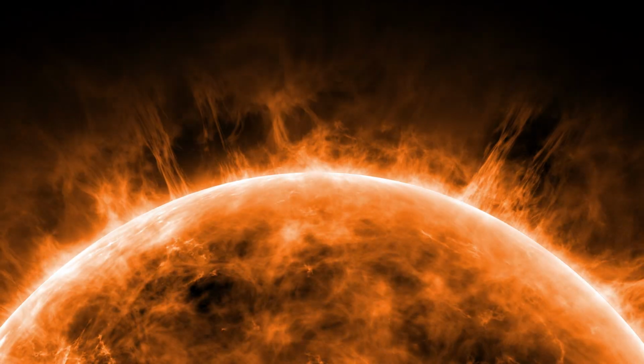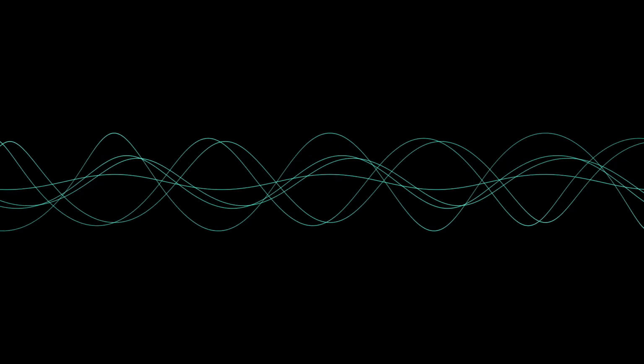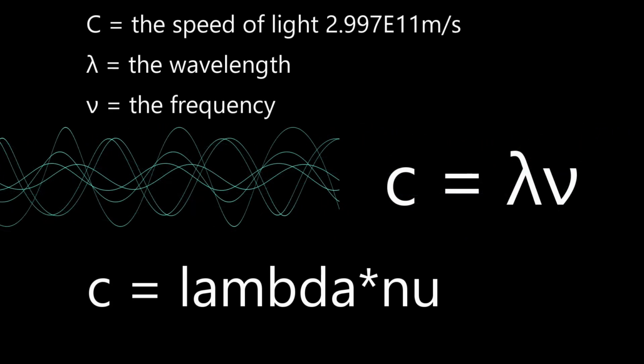Photons can be created of almost any wavelength. Wavelength and frequency are inversely related. As the wavelength gets smaller, the frequency gets higher. That's because the speed of light equals the wavelength times the frequency. As one goes up, the other must go down, and vice versa.